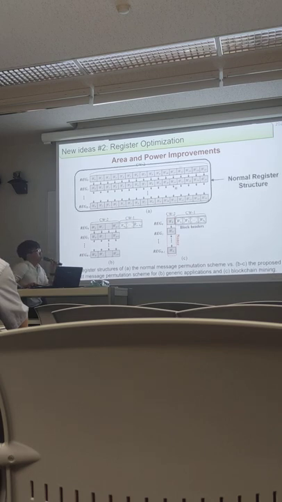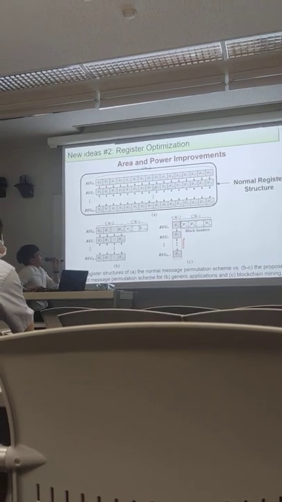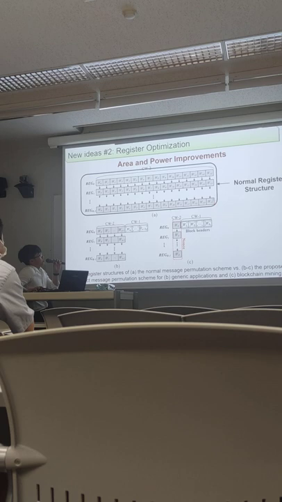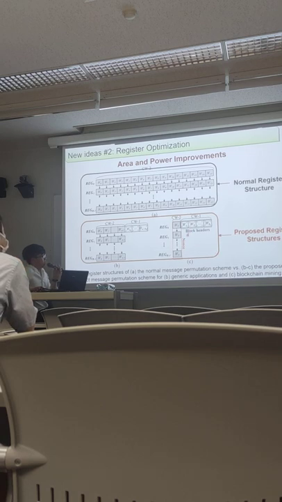Now here is the normal register structure. They have to use enough registers to store the unknown layer values. They have to use enough to store data. And the second one is the proposed register structure for blockchain mining. As you see here, just the block header, and we reduce a lot of registers here.